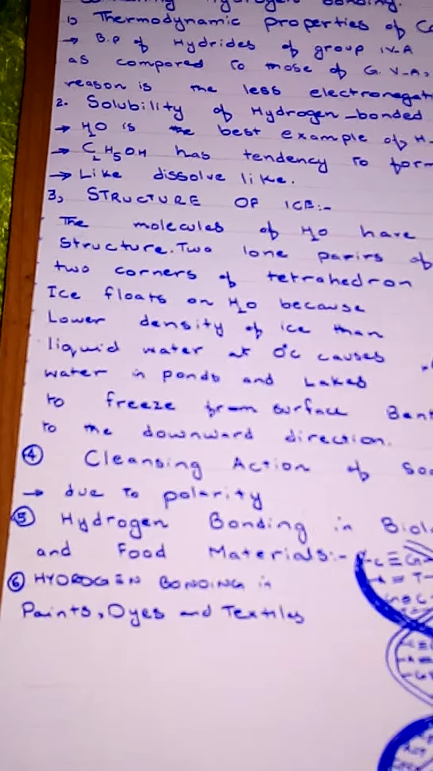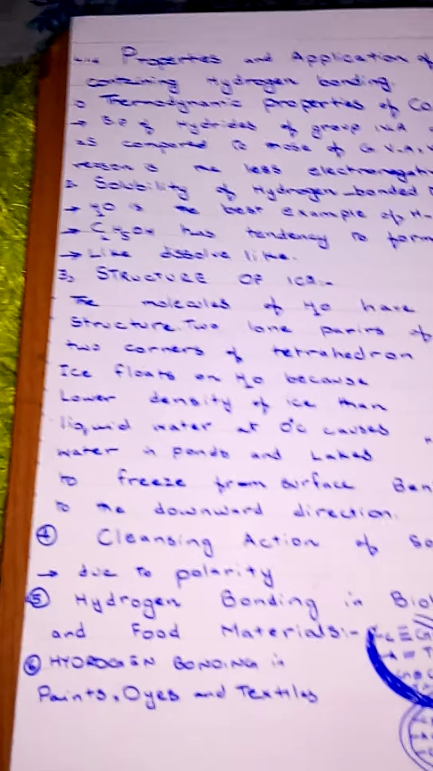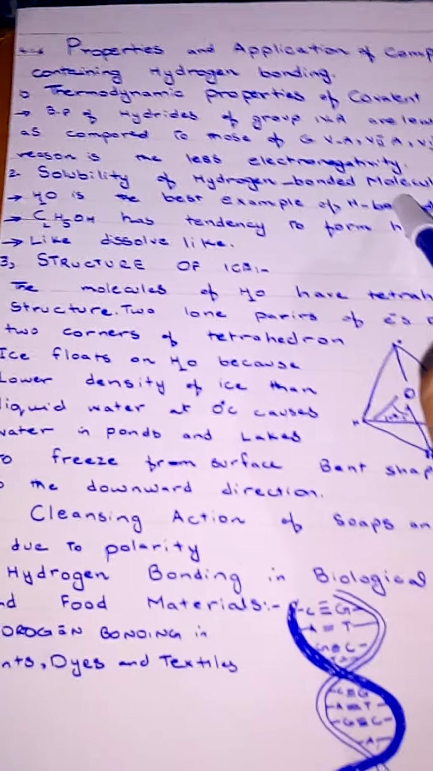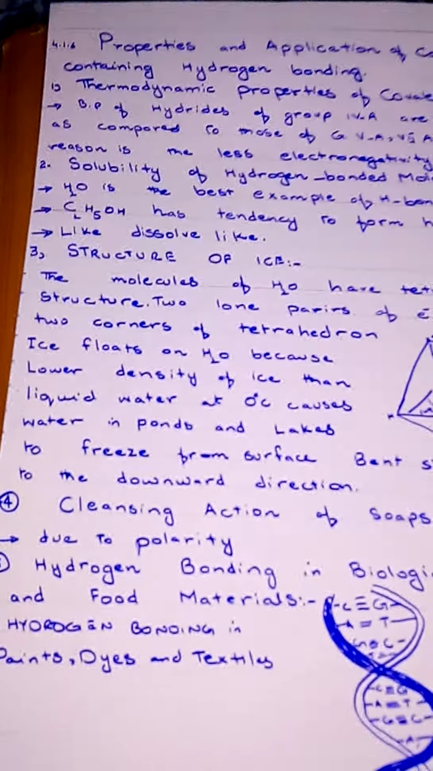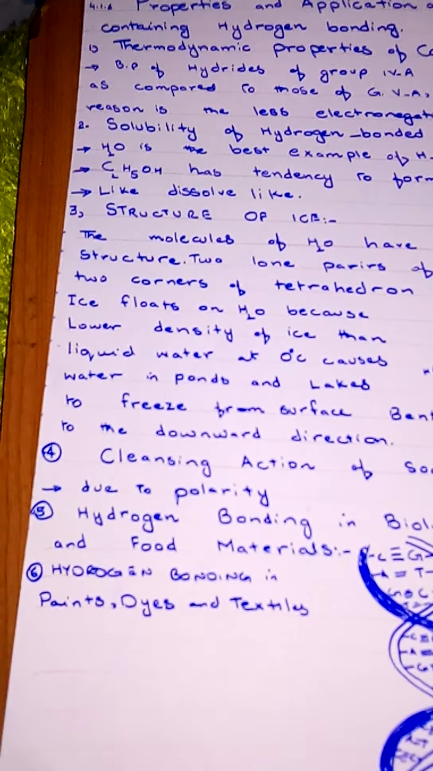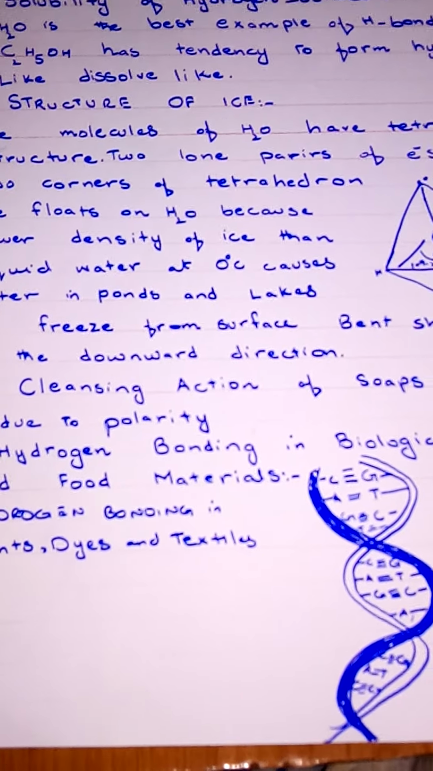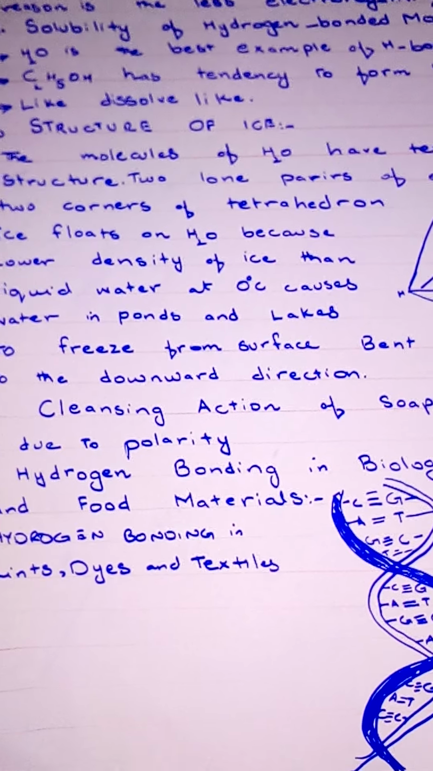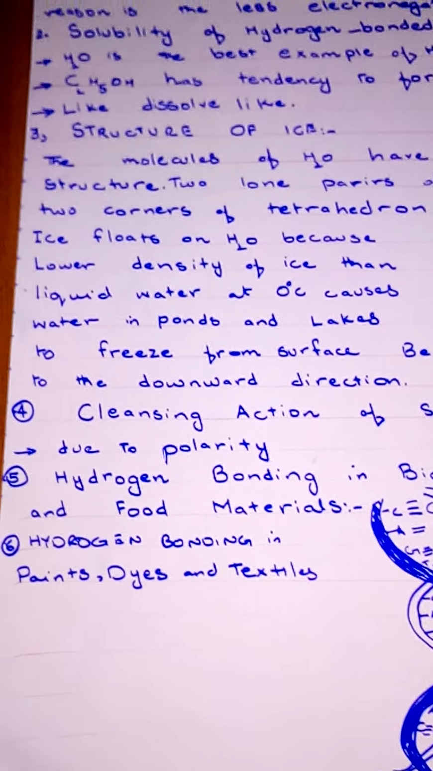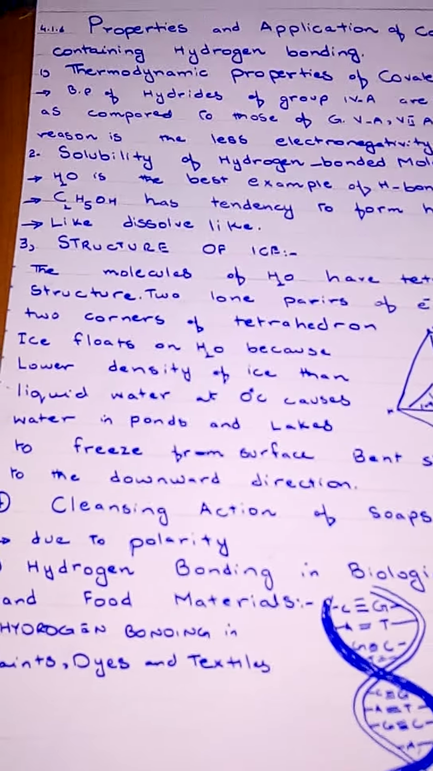Okay, number 2, solubility of hydrogen bonded molecules. Solubility takes place according to the rule like dissolves like. If the solute is polar, then it will dissolve in a polar solvent, and if the solute is non-polar, then it will dissolve in non-polar solvents. Like dissolves like. Water is the best example of a hydrogen bonded system.